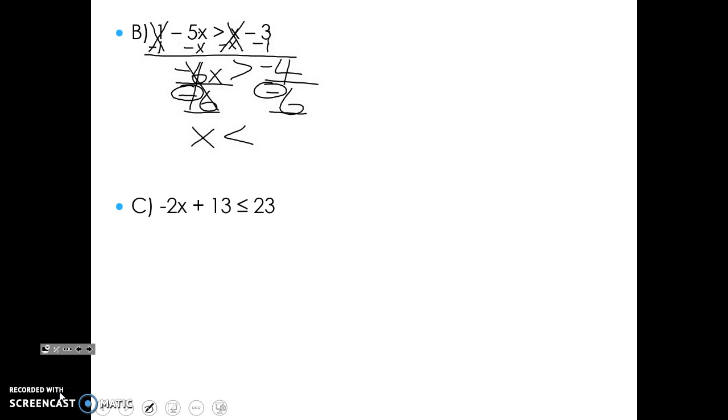Now that last part says negative 4 divided by negative 6. With fractions, I would suggest using a calculator. So negative 4 divided by negative 6. And when I solve that in my calculator, it's going to give me a fraction of 2/3. So I find my answer here to be x is less than 2/3.